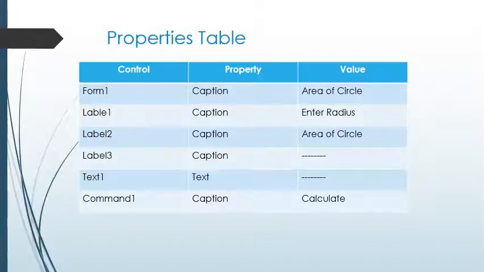Then we have taken one text box, Text1, and we have cleared its Text property so that the user can enter the radius in that text box. And we have taken one command button and changed its caption to Calculate so that the user can understand that they have to click that button to display the result. So this is our properties table, and after that we have our coding section.